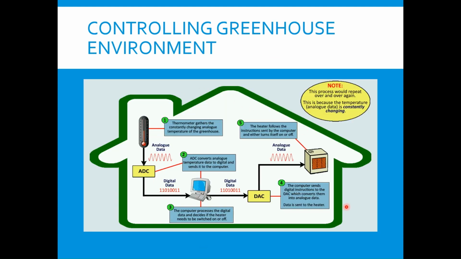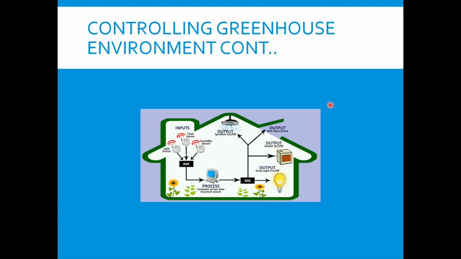This is an example for controlling greenhouse environment. In this example, you can see there are different sensors being used and the sensors are detecting information. Those information will be managed accordingly. The example continuing. These kind of examples will be discussed in another video.